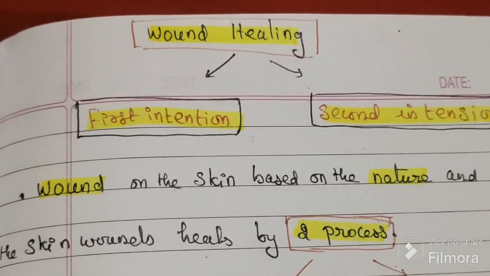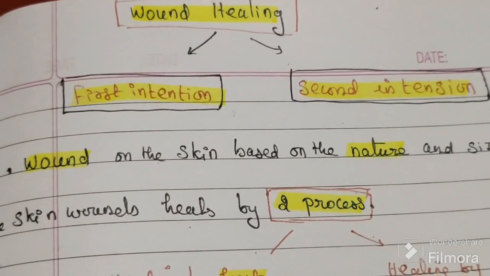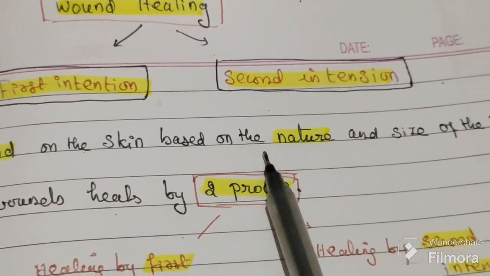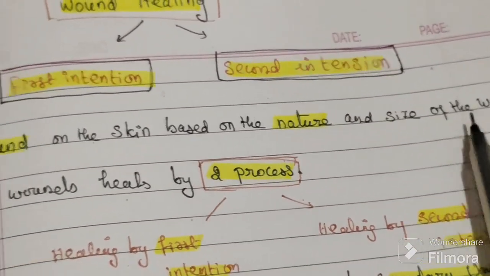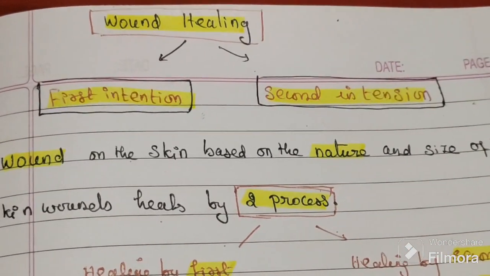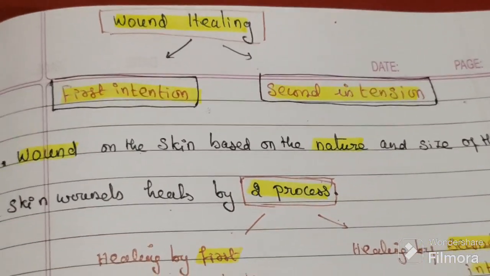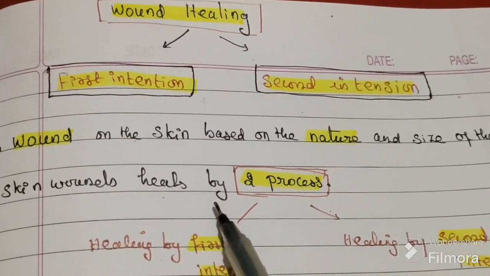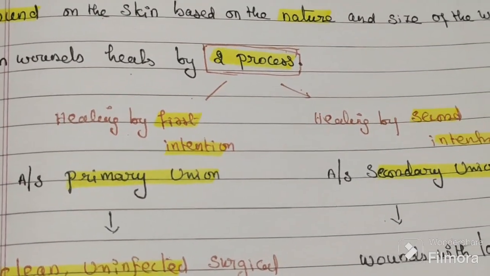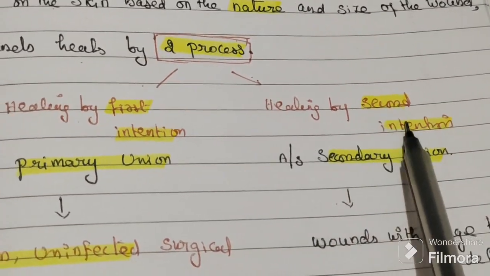Today's topic of discussion is primary intention and secondary intention of wound healing. Whenever there is a wound on the skin, based on the nature and size of the wound, the skin heals the wound by two processes. It can heal by primary intention or by secondary intention.